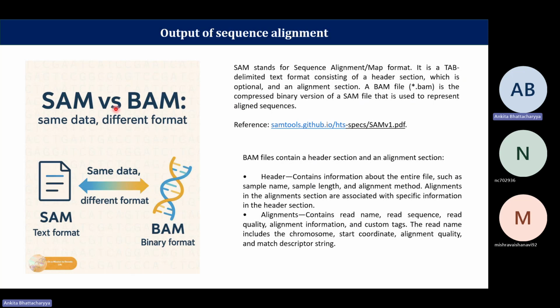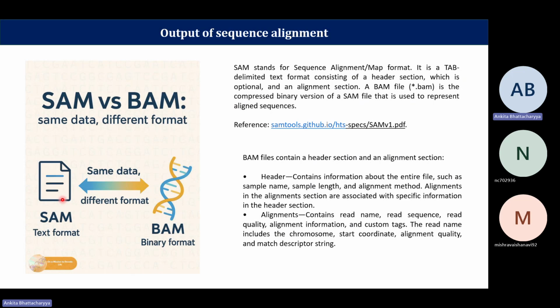You basically convert the SAM file into a BAM file. So same data, just the format has changed. And as you can see from this image as well, SAM is a text-based format. It's a tab delimited text format, and BAM is a binary format, and it's a much more compressed version of the SAM file that is used for representation of aligned sequences.